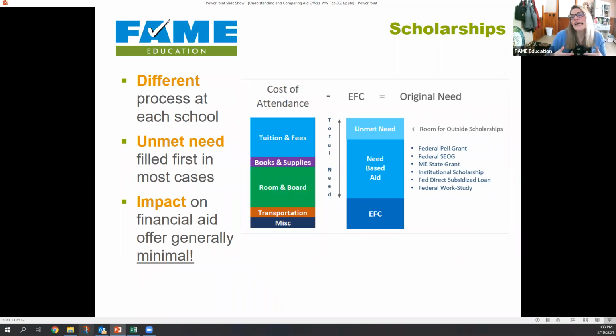Okay. So if you're seeing something different than that, if you've got a family who got a bunch of scholarships and it feels like their aid was really negatively impacted, have them reach out to us or to the financial aid office to walk through why that was and get some clarity there. But in general, they're going to try to fill that unmet need as much as possible.